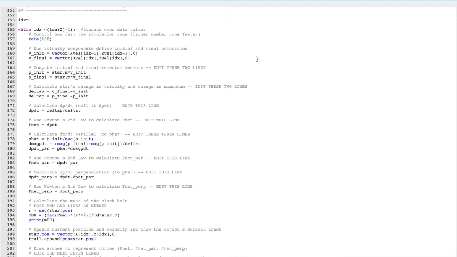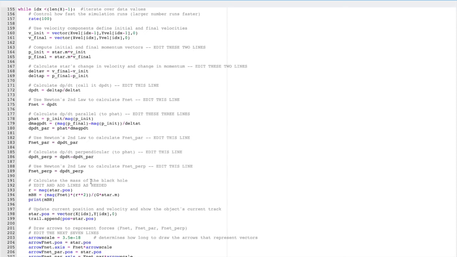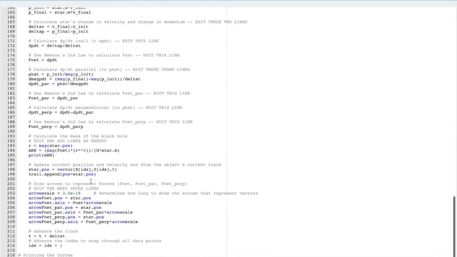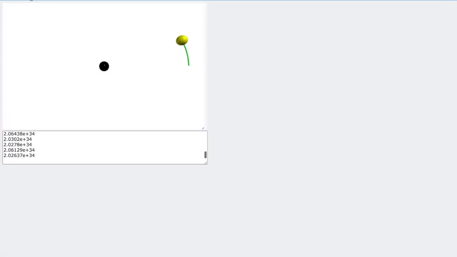The parallel component of net force is equal to the parallel component of dp dt. The perpendicular component of dp dt is equal to dp dt minus dp dt parallel. This makes the perpendicular component of net force equal to dp dt perpendicular. The next thing to notice is the calculation for mass of the black hole, represented by mbh. This is equal to the magnitude of net force times magnitude of the position squared, all divided by the universal gravitational constant times the mass of the star.